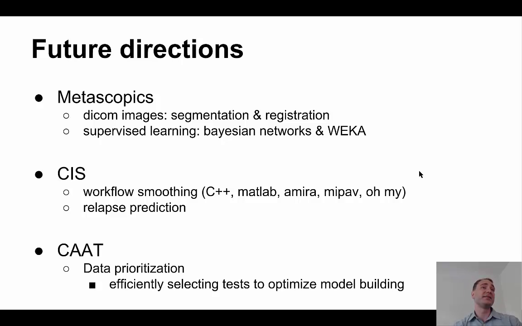So in the Center for Imaging Science, the big target here is just workflow smoothing. Right now it requires a lot of manual work to plug in C++, MATLAB, Amira, MEPAV. There's just a lot of things that are working independently in this workflow. And so Metascopics is perhaps a place where we could do that. And maybe there's another solution as well.